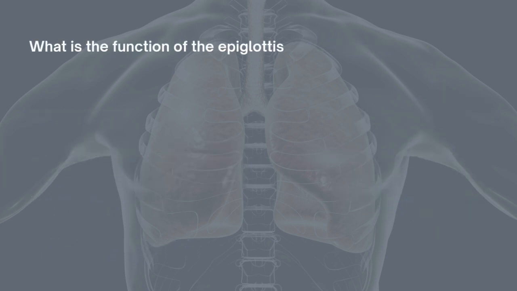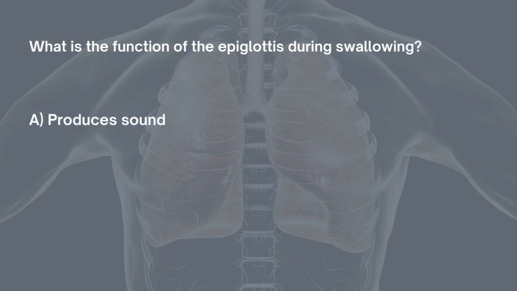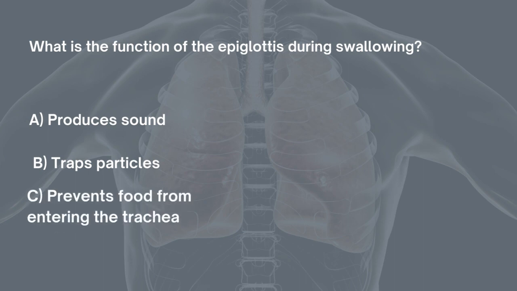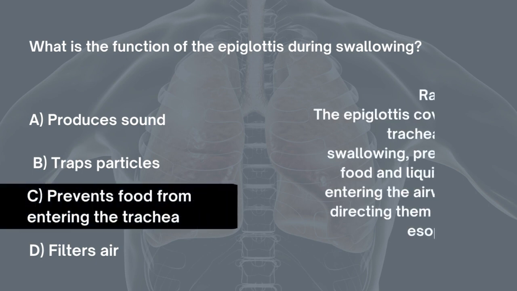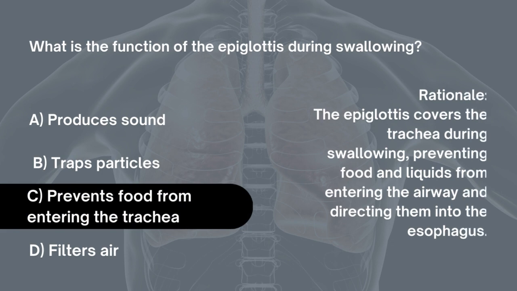What is the function of the epiglottis during swallowing? A. Produces sound. B. Traps particles. C. Prevents food from entering the trachea. D. Filters air. Rationale. The epiglottis covers the trachea during swallowing, preventing food and liquids from entering the airway and directing them into the esophagus.